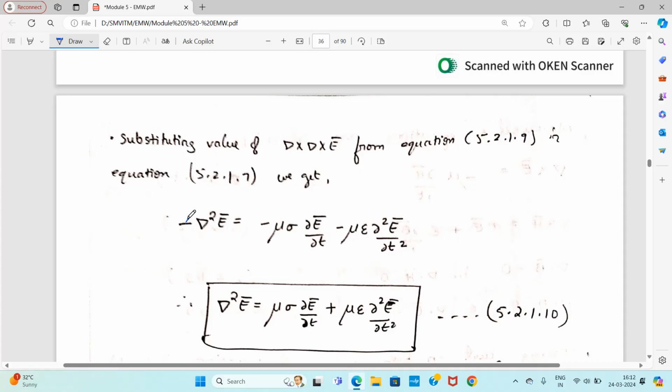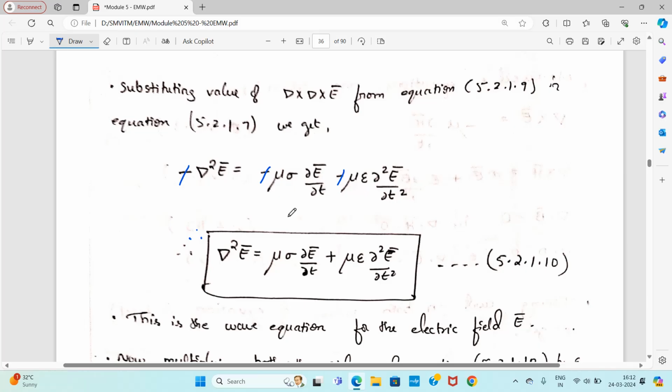And if I remove the minus from both the sides, I will be getting the final solution here, that is del square E, the Laplacian of E, is equal to, first term mu into sigma, single differentiation of E, plus second term mu into epsilon, double differentiation of E. So this is the equation you are getting for the electromagnetic wave in terms of E.